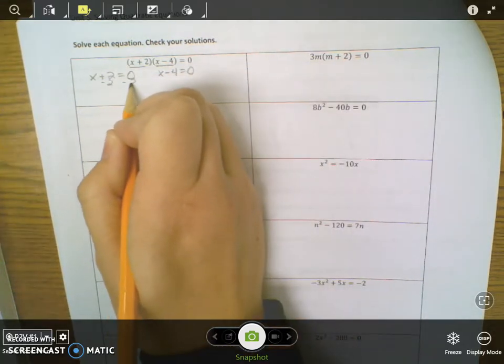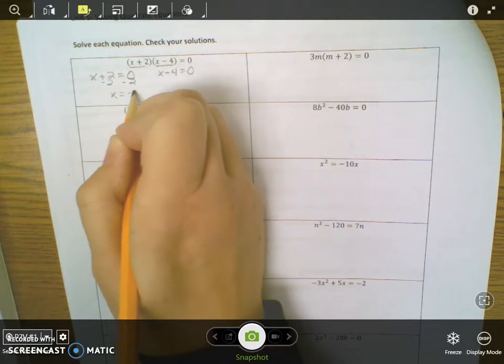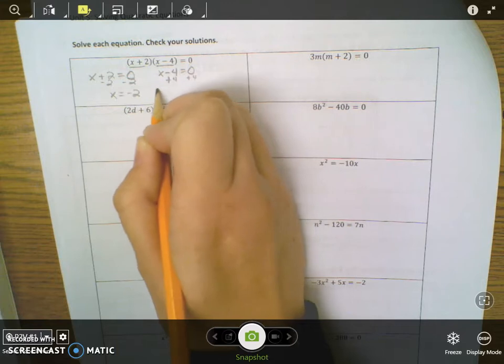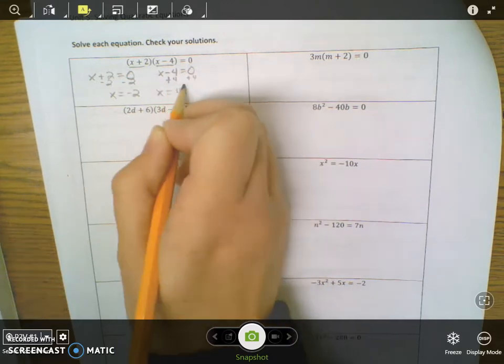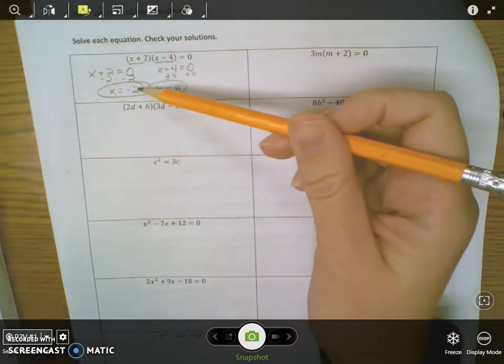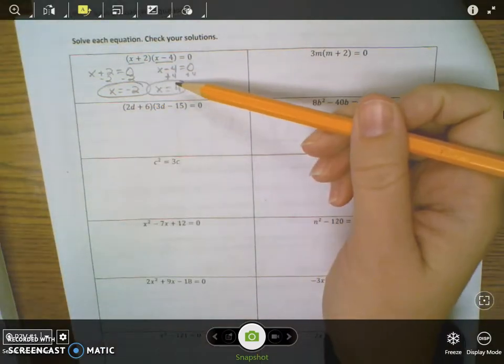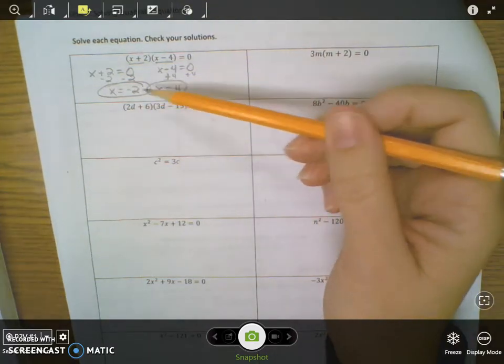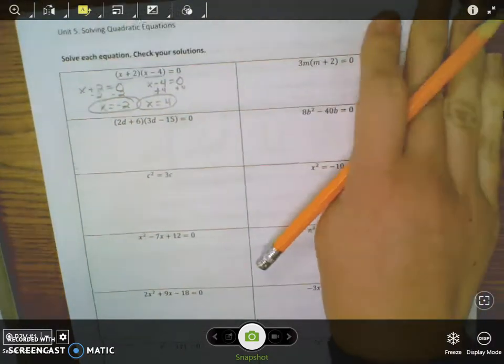So if this one equals 0, then x equals negative 2. And if this one equals 0, then x equals 4. So either one of these is true. Now, when we graph the solution to it, it will show that both of these could be the case.